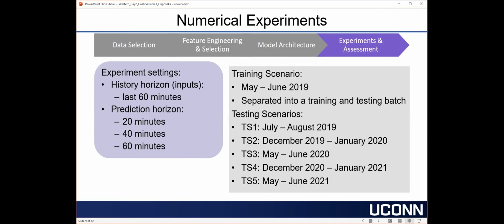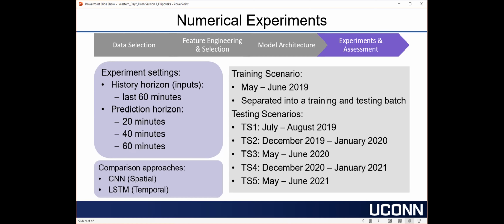So there could be a variety of things that could change in the traffic patterns over these time periods. Some are in the same year, just a little bit later and in different seasons. Others occur after or during the peaks of the pandemic, and then as we recover from the pandemic. And then we use 2 comparison approaches. A simple convolutional neural network, which captures spatial patterns by itself, and then a long short-term memory network, which is used for time series prediction and can capture temporal patterns. And so we use these to compare with the proposed approach.